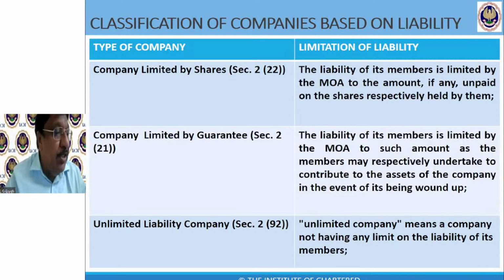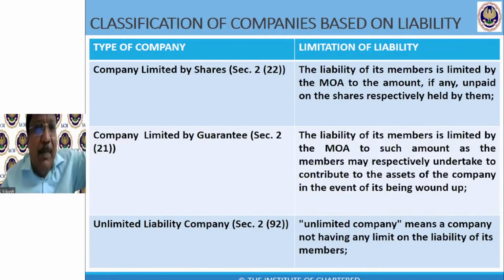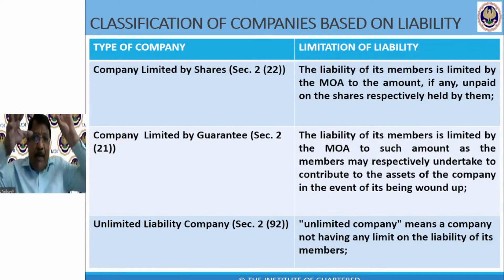So, coming to the point, Sri Lakshmi's question I want to answer first. Company limited by shares means share capital is fixed. Correct. In a short while, you will come to share capital. Company limited by shares means it has share capital. It has authorized capital. In the memorandum, you will mention what is the authorized capital. That is company limited by shares.